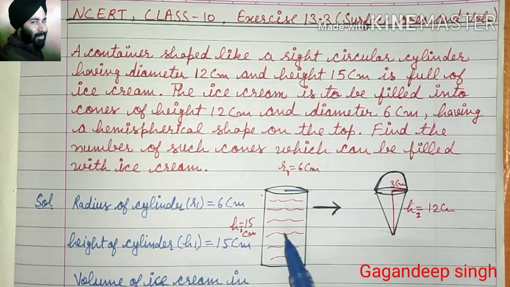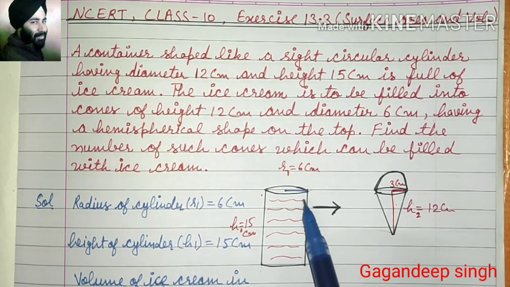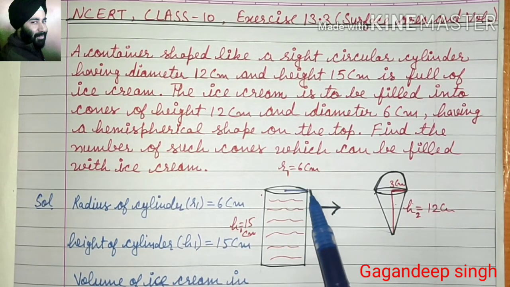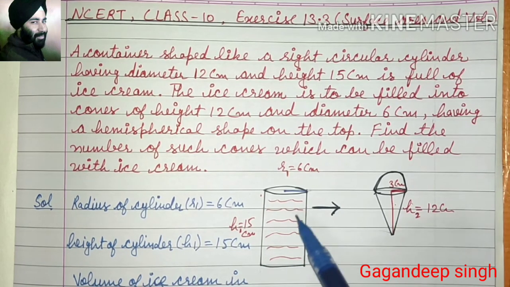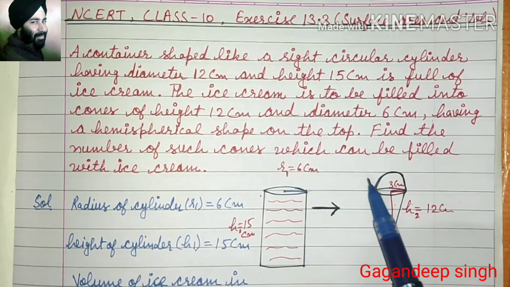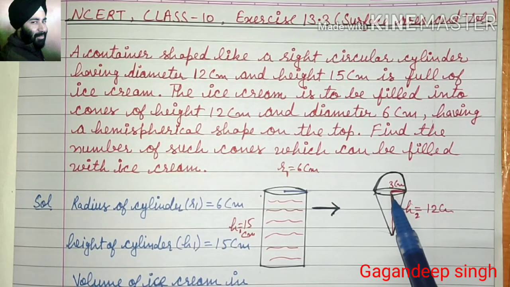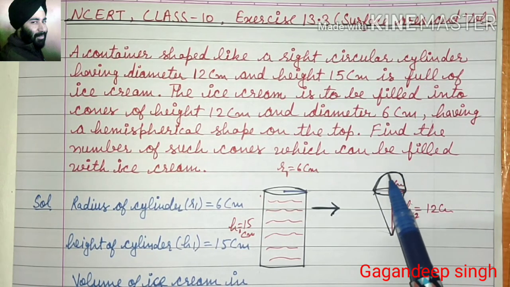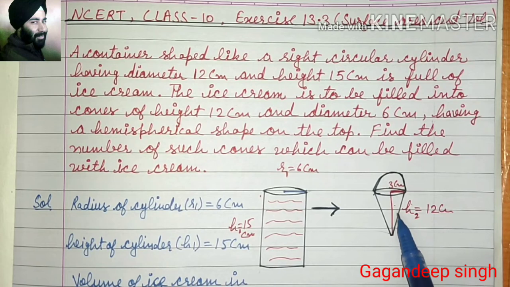In this question, a cylindrical container is given which is full of ice cream. Radius of container is 6 cm and height of container is 15 cm. This ice cream is to be filled in cones whose height is 12 cm and whose radius is 3 cm, and there is a hemispherical shape on the top. So he is asking how many cones can be filled with ice cream.